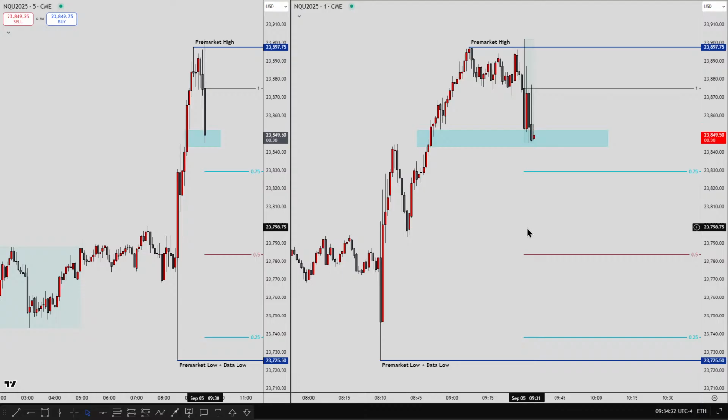Price is in the 18th of August new week opening gap. Yeah, I'm just not looking at new week opening gaps at the moment because I haven't taught them yet.